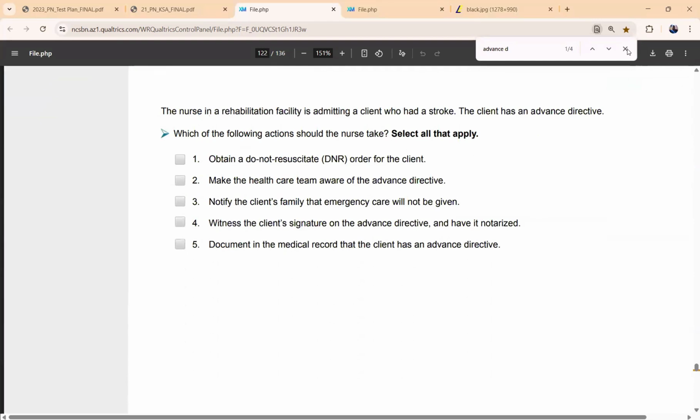Okay. The nurse in the rehabilitation facility is admitting a client who had a stroke. The client has an advance directive. Which of the following actions should the nurse take? Select all that apply.